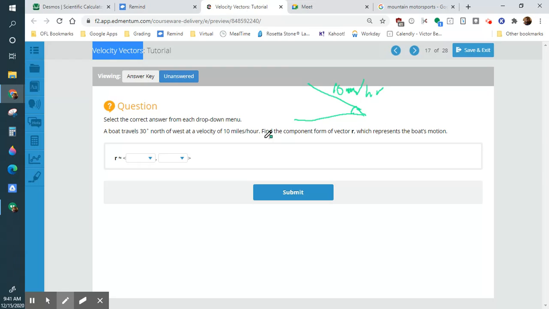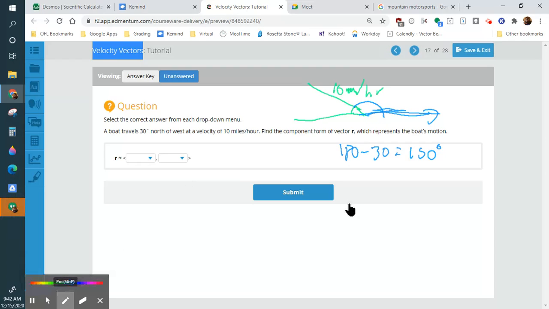If we want to do this, we have to recognize that this isn't 30 degrees, it's 30 degrees north of west. So this right here would be whatever's left from our actual angle, which would be east. So we're going to do 180 minus those 30 degrees, which gives us 150. With that 150, now we need to find our components.